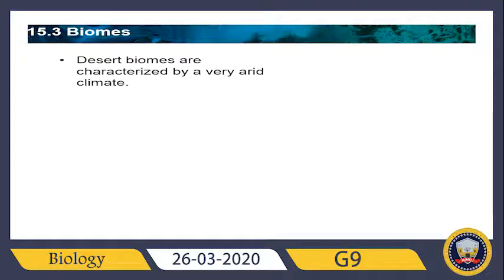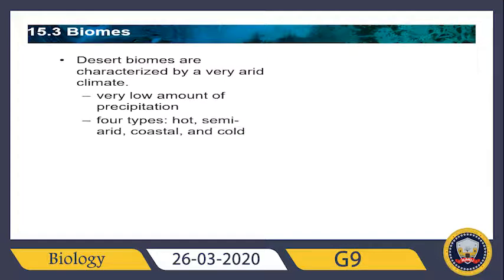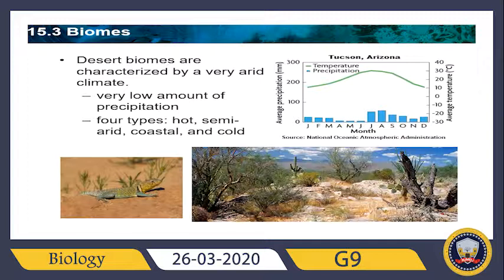Now, desert biomes are characterized by a very arid climate. Arid climate means very dry. It's a very low amount of precipitation. 4 types: hot, semi-arid, coastal, and cold. So deserts can be cold deserts, by the way. Most creatures you'll find are cold-blooded, like some species of crustaceans such as scorpions. You'll find cold-blooded reptiles like this cutie pie here, and very few plants, almost close to no plants at all.